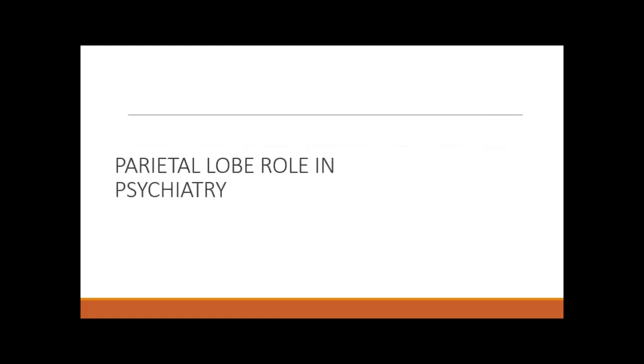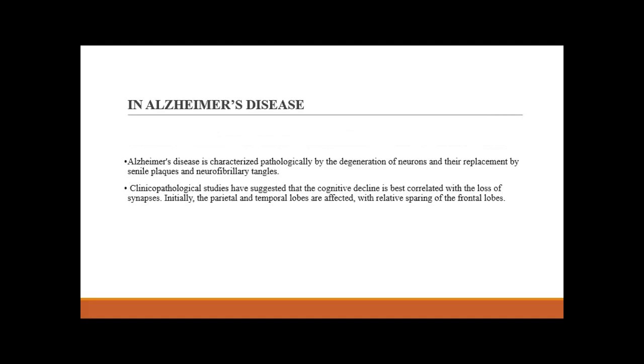Now we talk about the parietal lobe role in psychiatric diseases. Now in Alzheimer's disease, Alzheimer's disease is characterized pathologically by the degeneration of neurons and the replacement by senile plaques and neurofibrillary tangles. Clinical pathological studies have suggested that the cognitive decline is best correlated with the loss of synapses, and initially the parietal and temporal lobes are affected in this, with relative sparing of the frontal lobes.